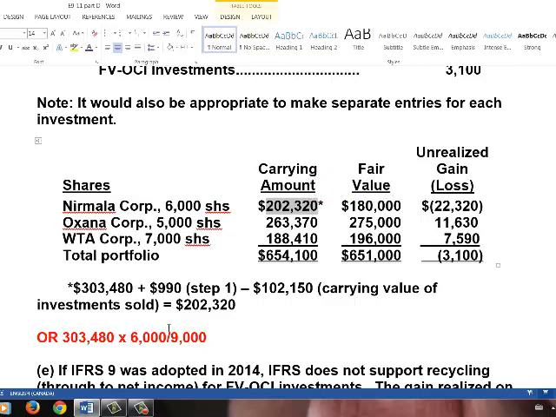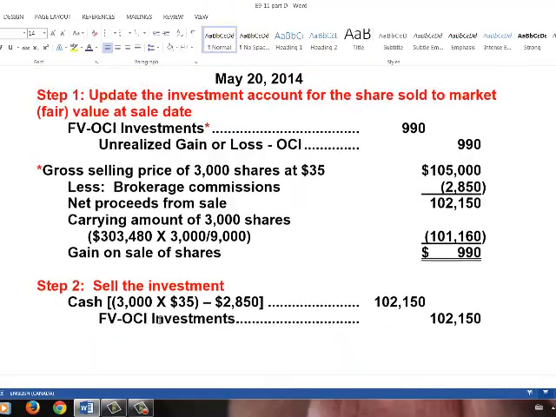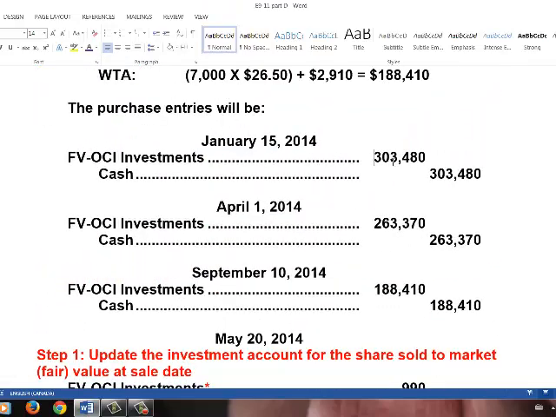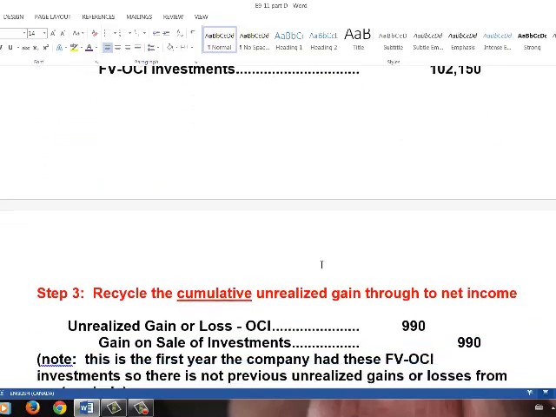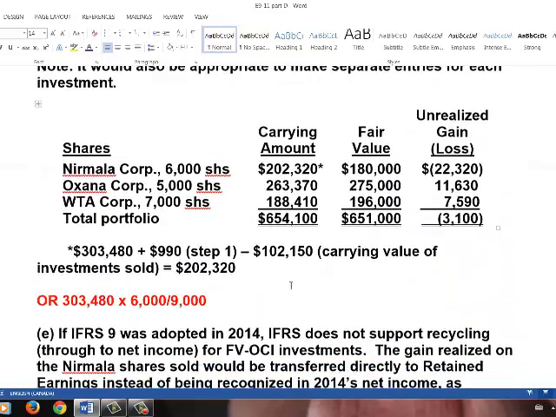The other way you can look at it is you could say, well, I originally had the investment in the Nirmala shares at 303,480, which was up here, right? We had it up here. And then what did I do to that investment during the year? Well, I adjusted it. I increased it by $990 on May the 20th when I adjusted it to its fair value. Okay. And then what did I do to it?